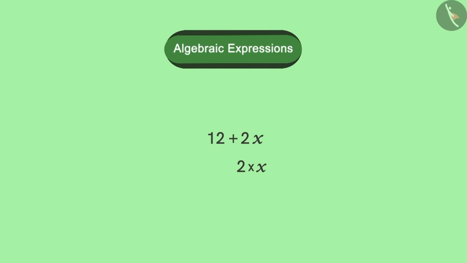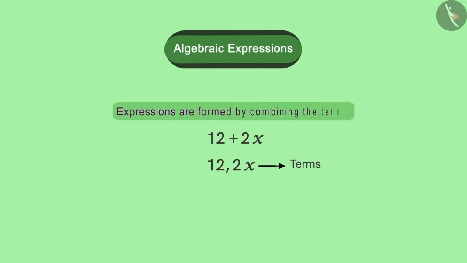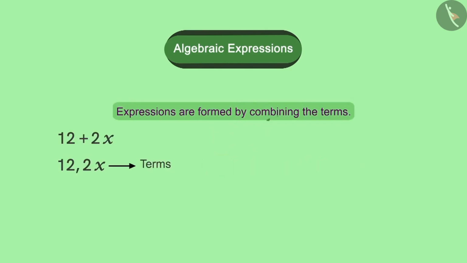We saw in our last video that an expression has various parts which are formed separately at first and then they are added to one another. These parts are called terms. So there are two terms, 12 and 2x, in our expression. Now take a look at this expression. Can you tell me how many terms are there in this expression? And what are they?